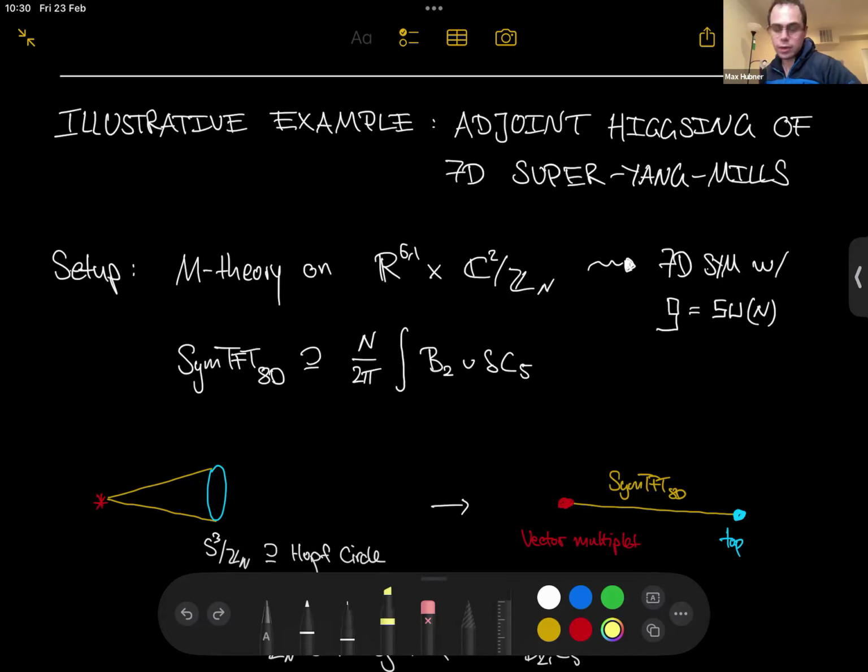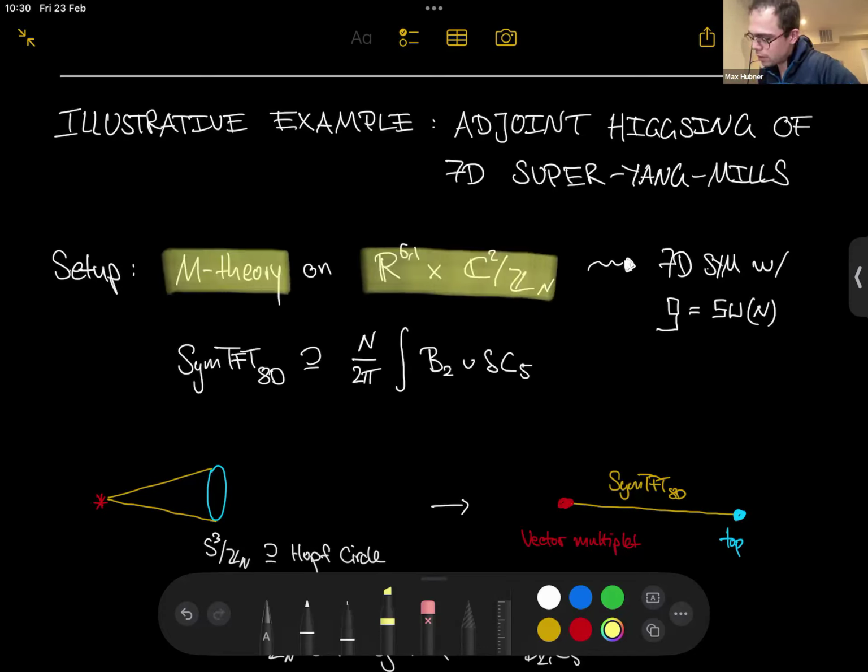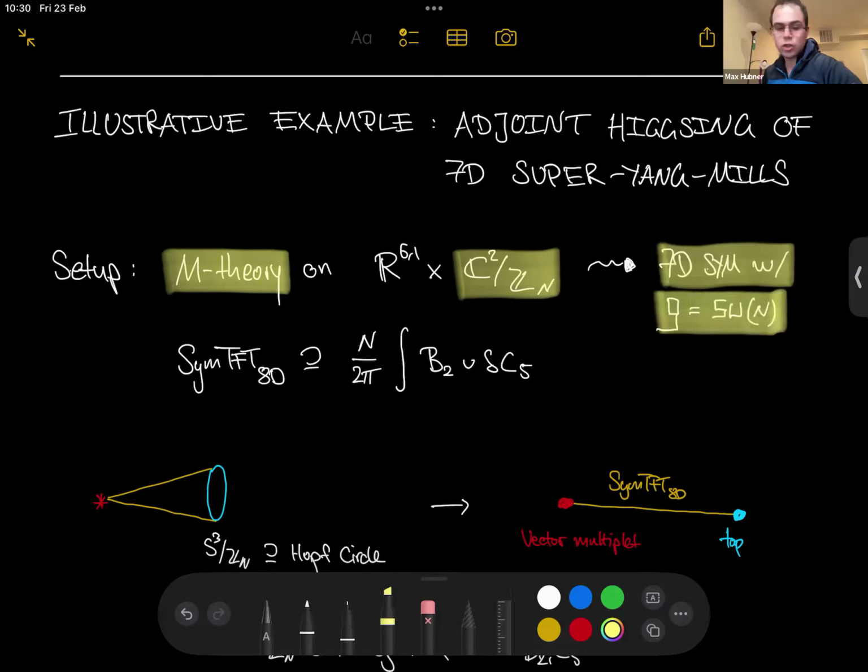So the example is going to be M-theory. We're going to start out with M-theory on an ADE singularity of A type and rank n-1, C^2 mod Z_n. And the field theory that is engineered by this cone is a 7D super Yang-Mills theory with gauge algebra determined by the McKay correspondence to be SU(n).